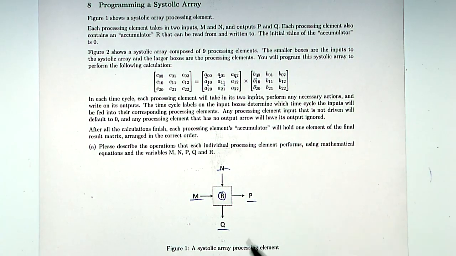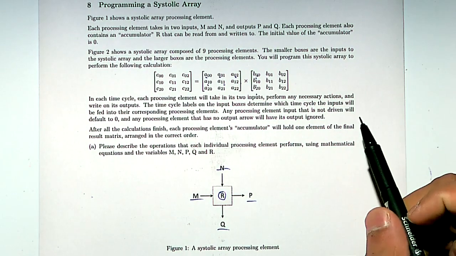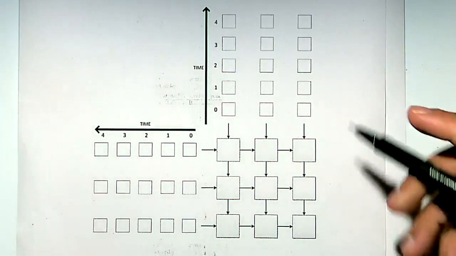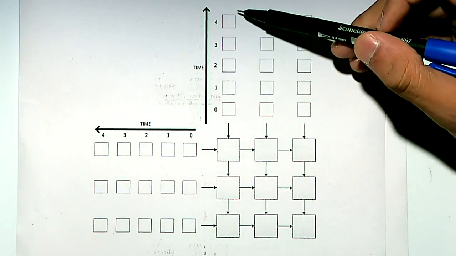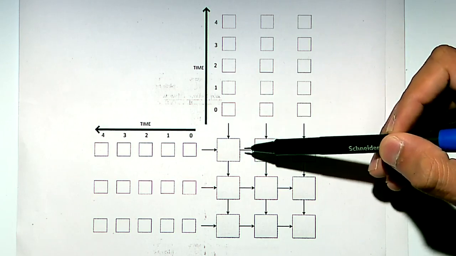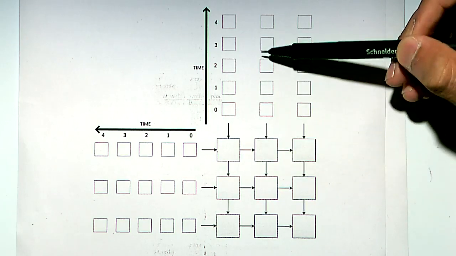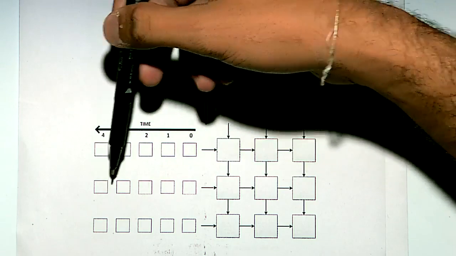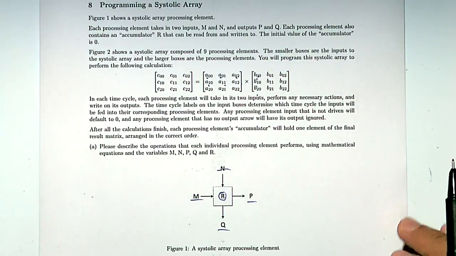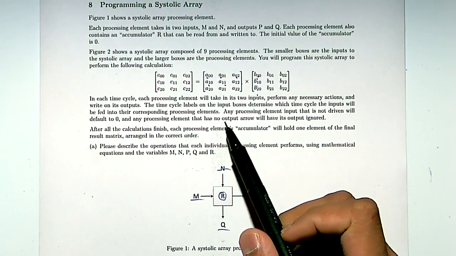And the time cycle labels on the input boxes determine which time cycle the inputs will be fed into the processing elements. And so that means that over here, 0, 1, 2, 3, 4 mean these data elements will be sent in here on cycle 0, and these on cycle 1, and these on cycle 2, and so forth. And same with these inputs coming this way, right? So every processing element takes in those inputs.